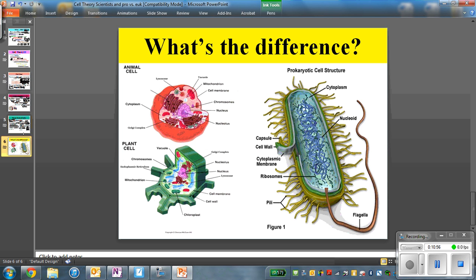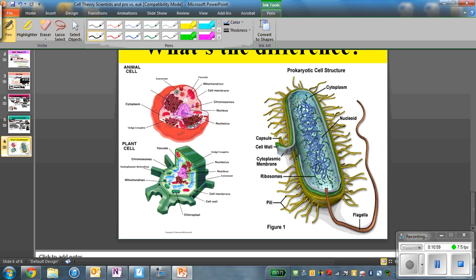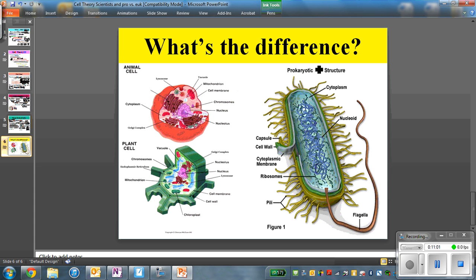So let's look at them then. Here is our prokaryote on the right-hand side. You can see that this cell just has a bunch of DNA in it. This blue stuff is DNA. It has our cell membrane around the outside. These little dots in there are ribosomes. And it's got cytoplasm just floating around in there. It's all floating in cytoplasm.